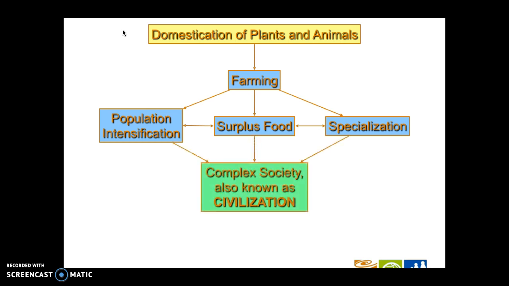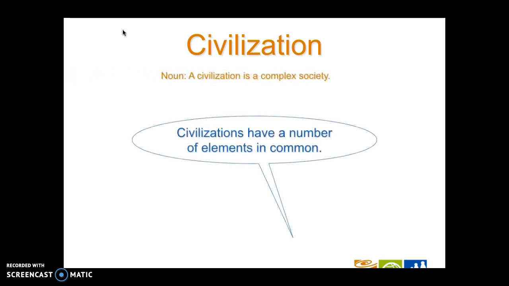Yeah, I know you said it, a complex society. And this can also be known as a civilization. Very good. Okay, so here's the simplistic definition of a civilization, right? It's a complex society. We just said that in the other slide, but that's as simple as we can put it. Now let's go a little more in depth, right? So there are certain elements that are common among all civilizations, and let's take a look at those elements right now.